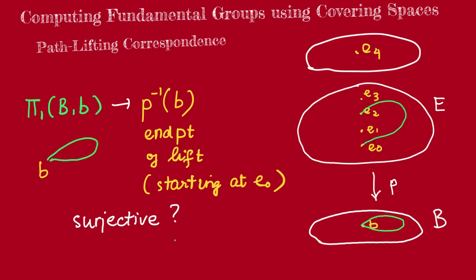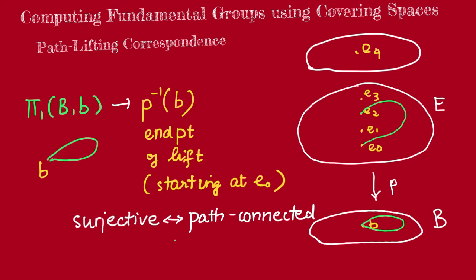Well, an obvious example would be if E is not path connected, right? If there is this point E4 lying over here alone, we can't connect any path to it. So this E4 is never going to be in the image. No path is going to lift to end at E4. And that actually turns out to be the only obstruction. The correspondence is going to be surjective if and only if E is path connected.